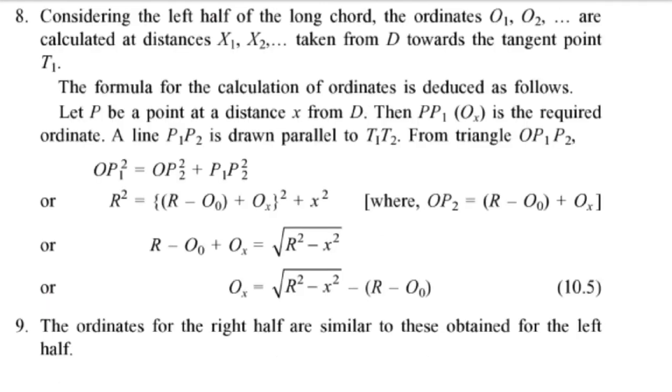The formula for the calculation of ordinates is deduced as follows. Let P be a point at a distance small x from capital D. Then PP1 = Ox is the required ordinate. A line P1P2 is drawn parallel to T1T2 from triangle OP1P2. 9. The ordinates for the right half are similar to those obtained for the left half.